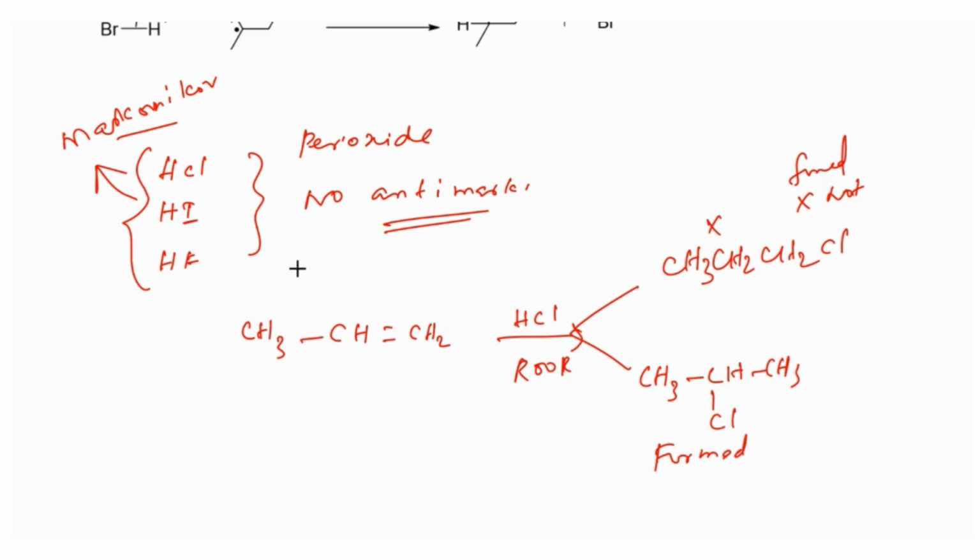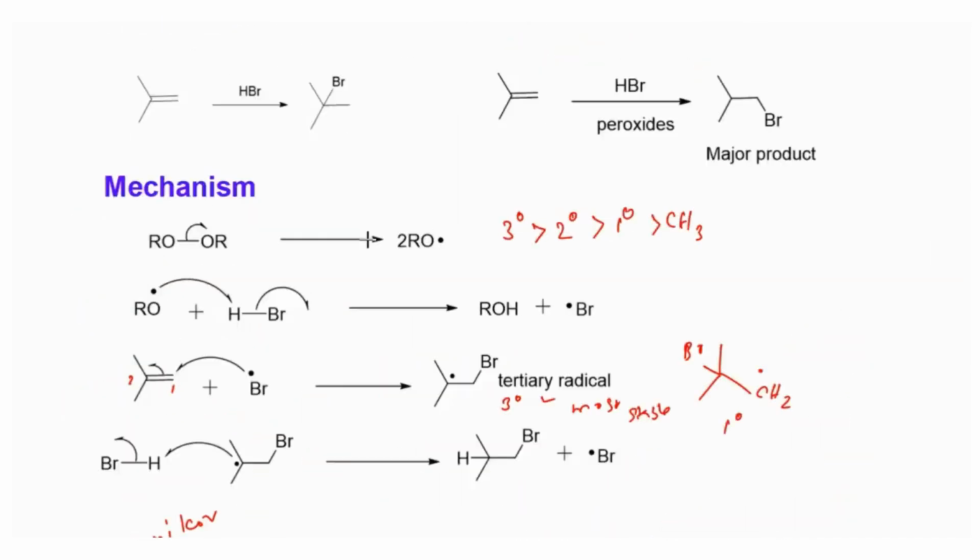So please remember that even if you take any halogen acid other than HBr in the presence of peroxide, it will not undergo anti-Markovnikov addition. It will obey the Markovnikov addition by ionic addition. So this you should remember. That's all. I hope you understand this lecture.